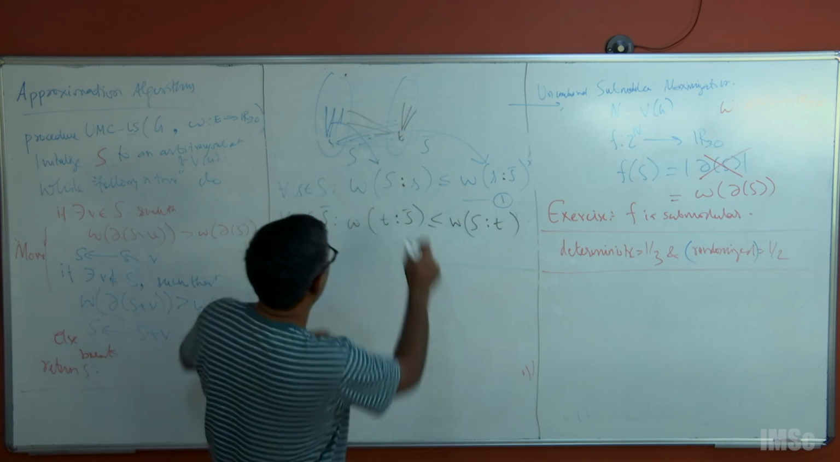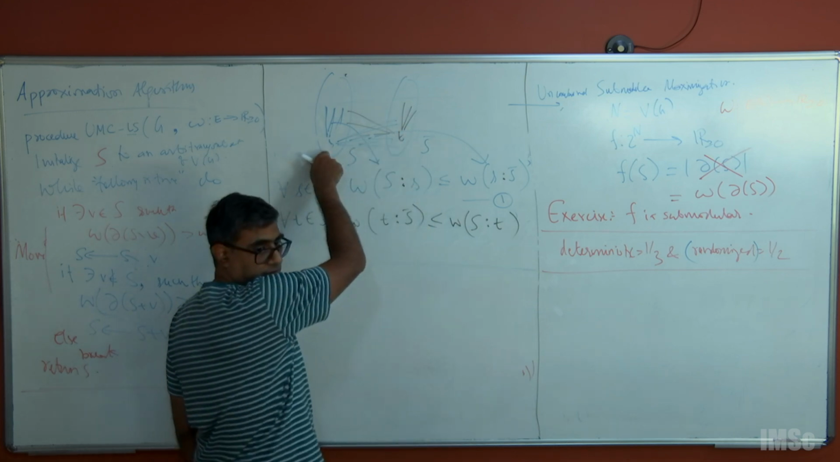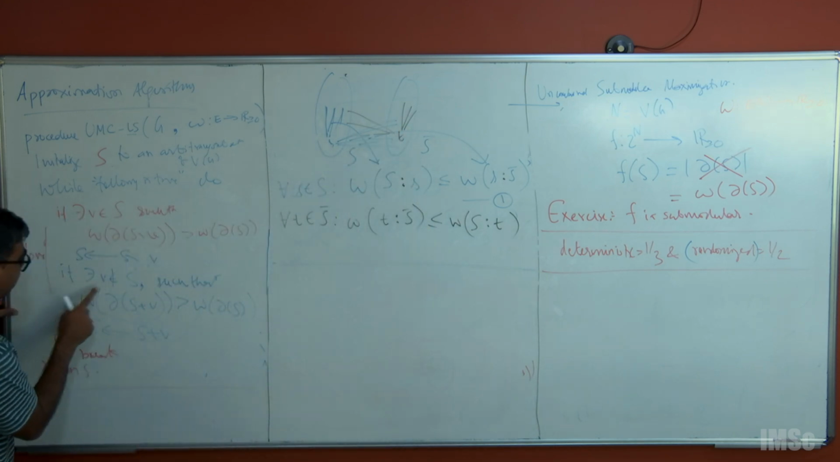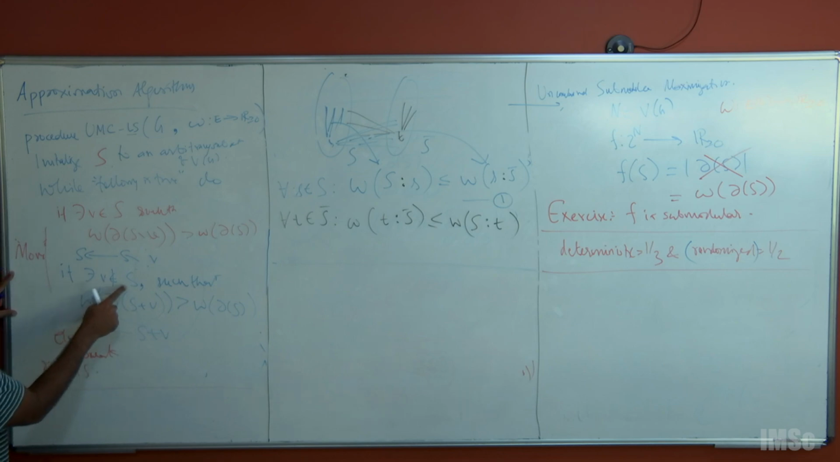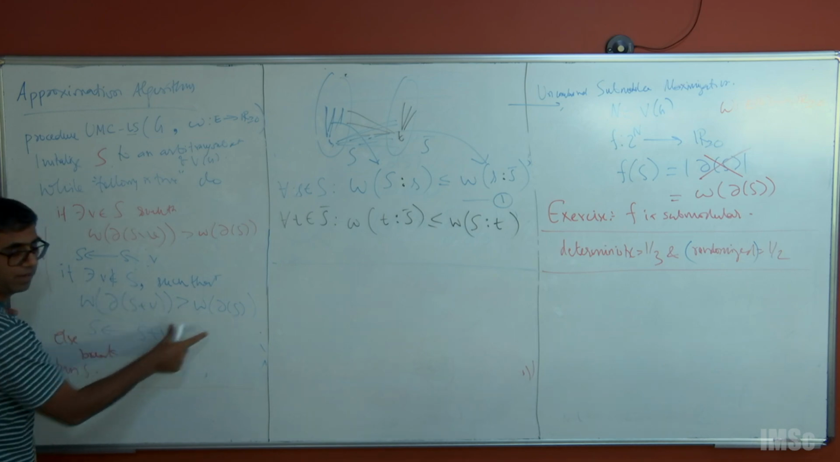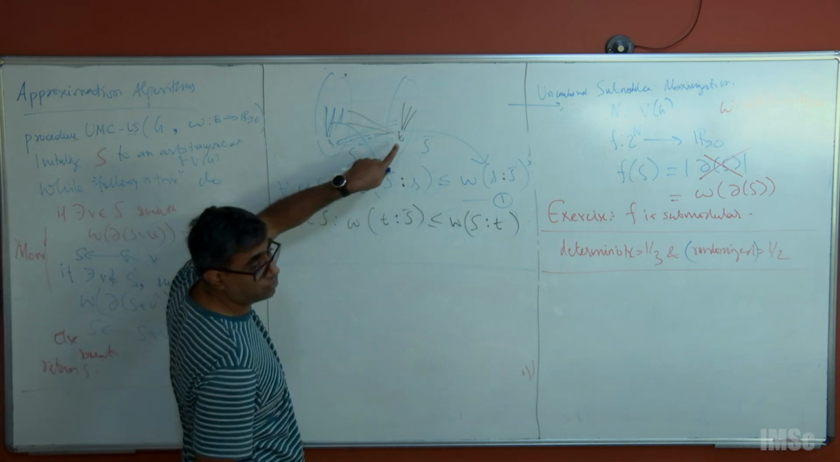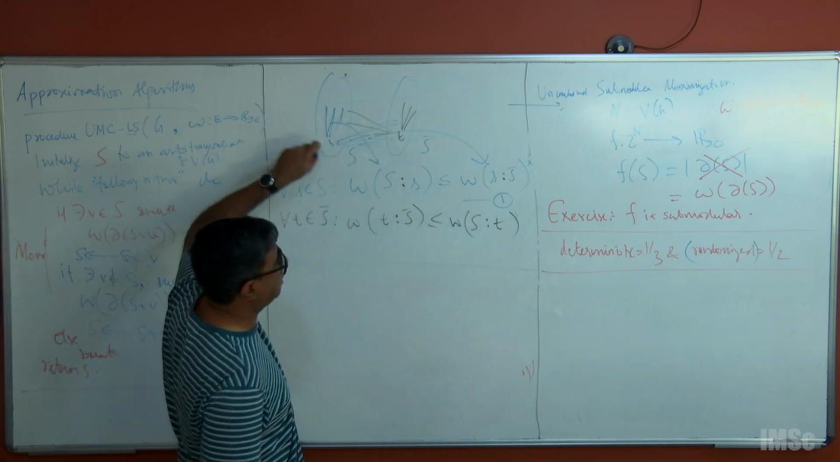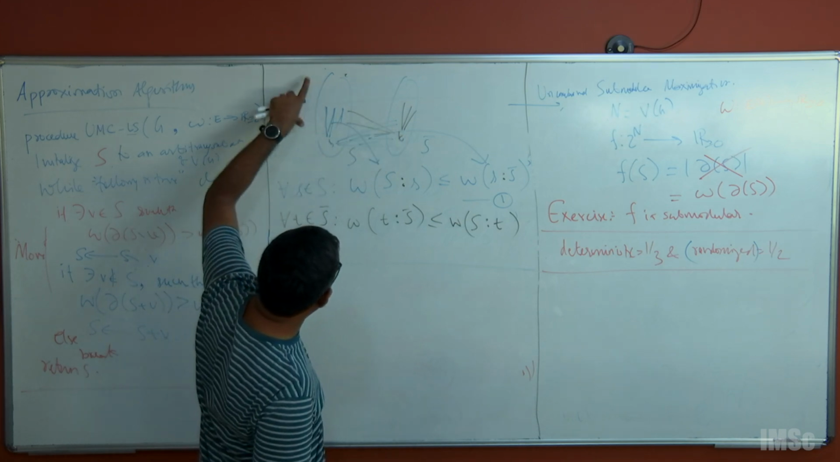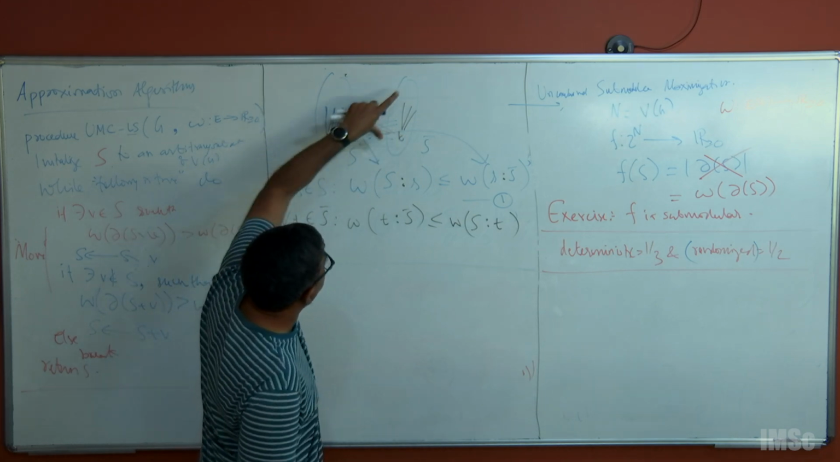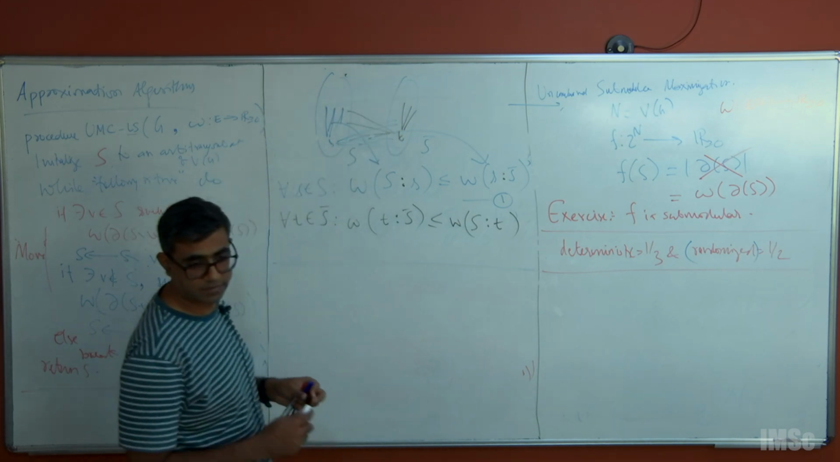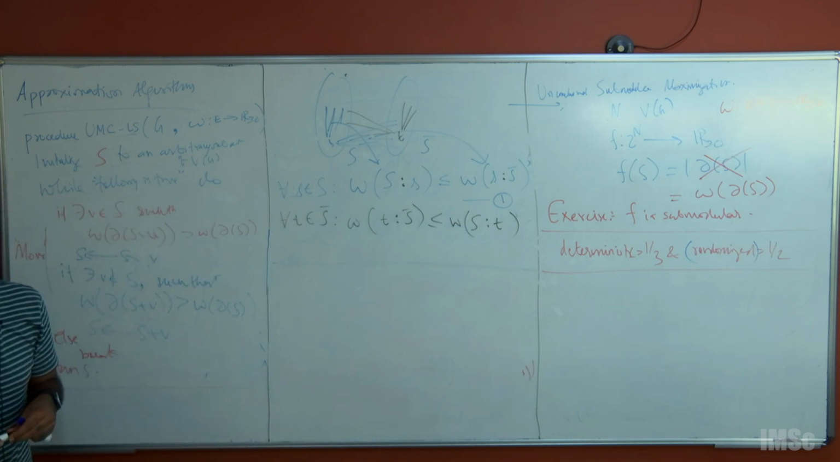Yeah, no, why can't I move t to S? Look at the algorithm, right? If there exists a vertex not in S such that if I can add it to S and increase its weight, I will do that, right? So I have a vertex t which is outside S. Why am I not able to add it? Because the weight of this to this is less than the weight of this. Is that fine?